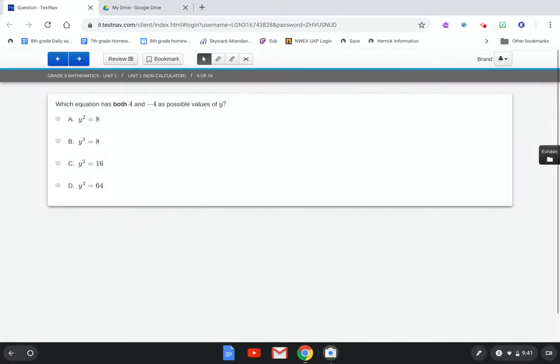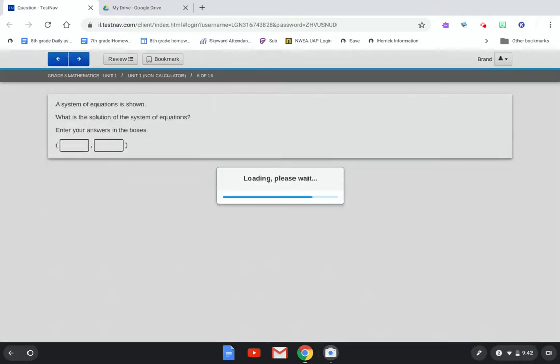Okay, this one's a pretty easy one. Which equation has both 4 and -4 as possible values of y? Well, if you take y squared, that could be 4 times 4 is 16, or -4 times -4 is 16. So your answer to that one is C.